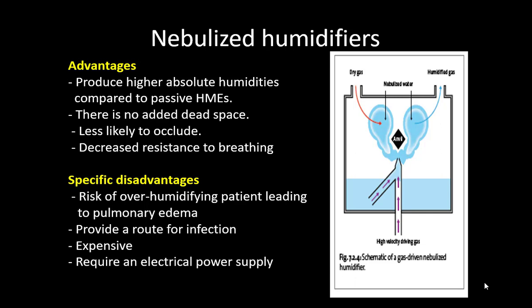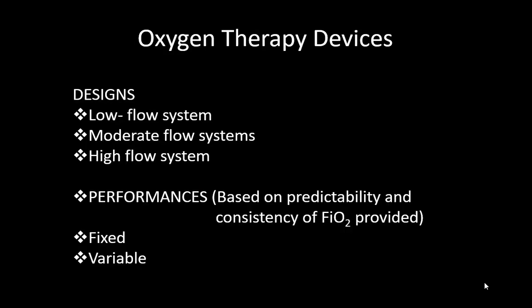Nebulized humidifier. There is a high velocity driving gas which sucks the water from here and forms aerosolized water particles. Dry gas comes from here and mixes with these aerosolized water particles and goes to the patient from here. So advantages are that it produces high absolute humidity compared to passive humidifiers, there is no added dead space, it is less likely to occlude, and has decreased resistance to breathing. Specific disadvantages are risk of over humidifying the patient leading to pulmonary edema, it provides a route of infection, it is expensive, and requires an electrical and water power supply.